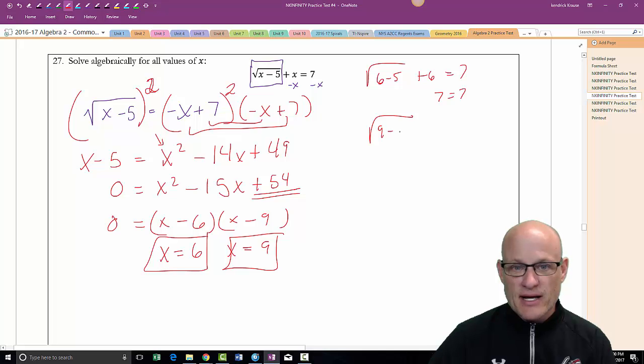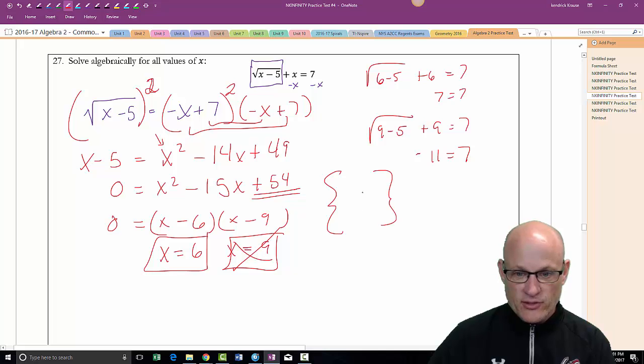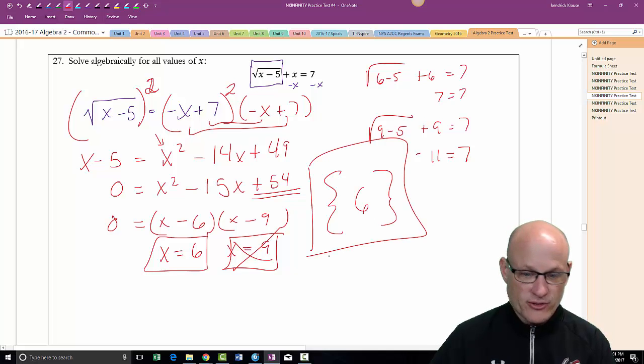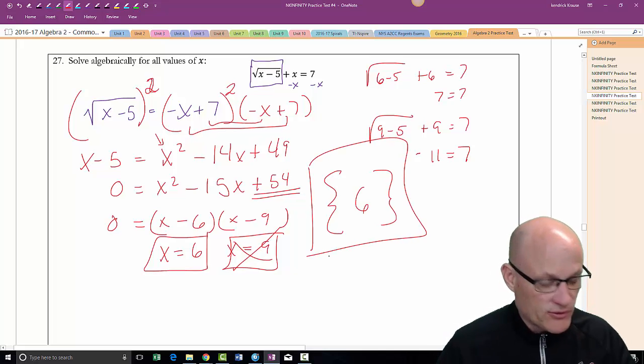Square root of 9 minus 5 plus 9, does that equal 7? This is 4. Square root of 4 is 2. 2 plus 9 is 11. 11 does not equal 7. So 9 apparently does not work. My only answer is, nice and professional looking, choice 6.